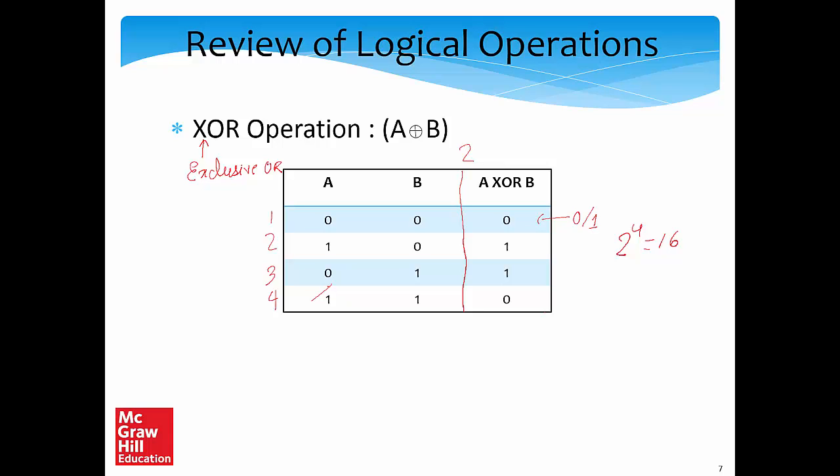As we can see in the first row, both A and B are 0 and 0, so A XOR B is 0. Similarly, in the last row, both A and B are 1 and 1, so A XOR B is also 0. But in the middle 2 rows, the second row and the third row, A is equal to 1 and B is equal to 0, or alternatively, in the third row, A is 0 and B is 1. So as a result, in these 2 rows, A XOR B is equal to 1, and in the rest of the two cases, A XOR B is equal to 0. So this is one more kind of function, as we have seen.